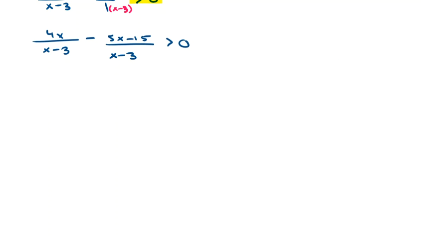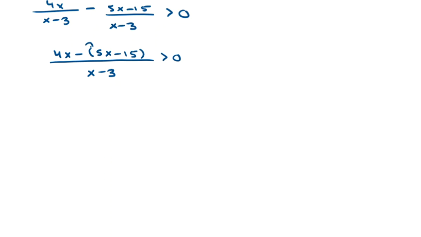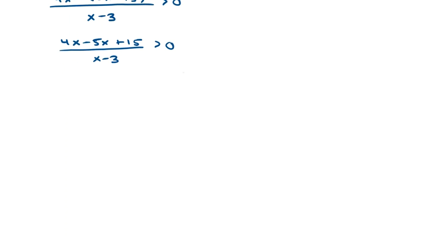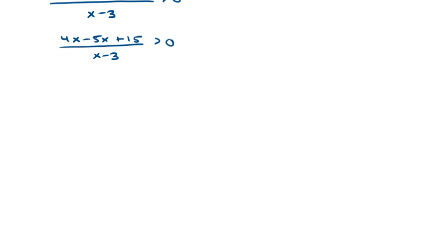Let's go ahead and combine the tops together via subtraction. 4x, let's use parentheses here, minus quantity 5x minus 15. All of that on top of just one copy of the common denominator, x minus 3. Let's continue with clearing parentheses on top so we can combine some like terms. We get 4x minus 5x plus 15 all over x minus 3. Almost finished cleaning this up into a single fraction. Let's combine like terms. 4x minus 5x is negative x. So negative x plus 15 in the numerator, and then x minus 3 in the denominator.